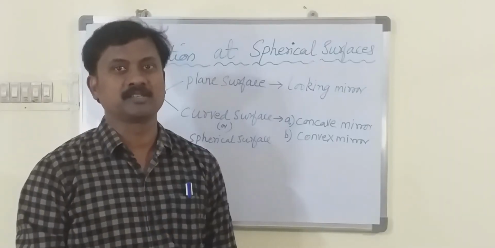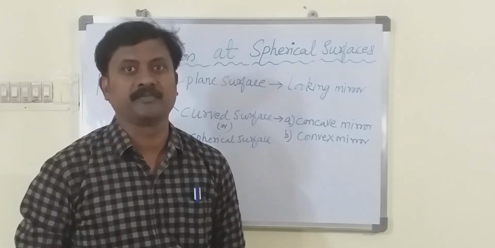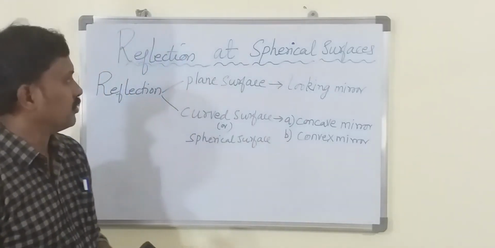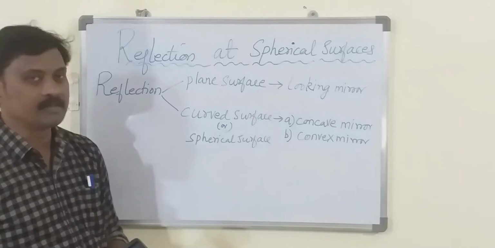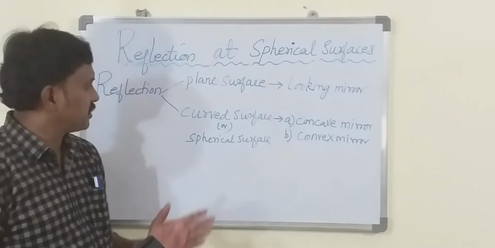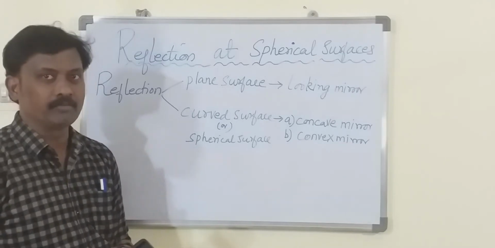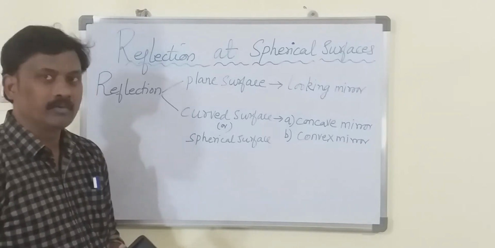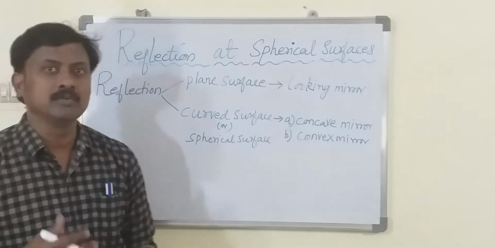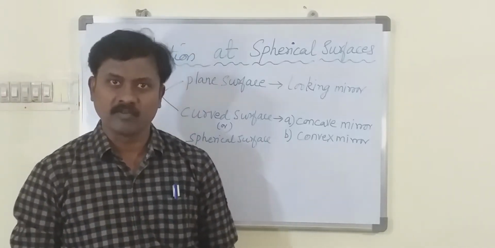Welcome students. In the last class we have studied about the reflection at plane surface. Now in this class we are going to study about reflection at spherical surfaces. The spherical surfaces we can also say curved surface. The best examples are, we know, concave mirror and convex mirror. Now let us try to understand how this concave and convex mirror are formed.